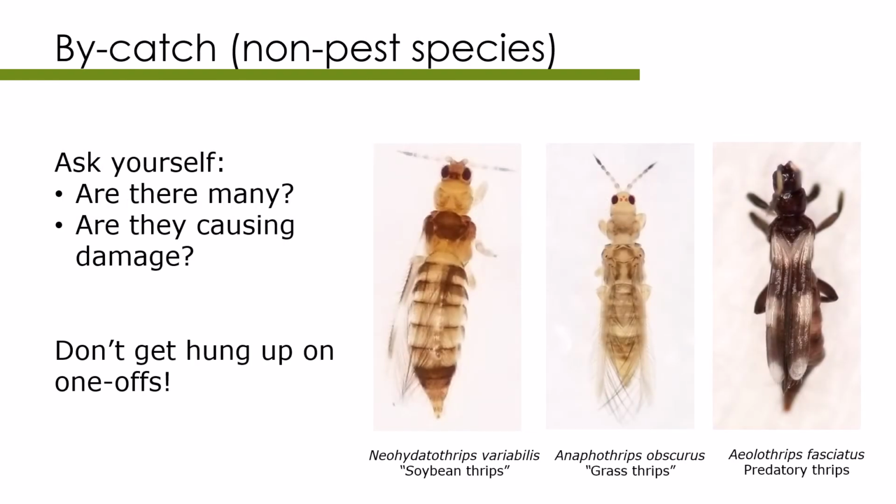There are many thrips species that are not greenhouse pests, but they might still show up in your crop or on our sticky cards in low numbers. Soybean thrips, grass thrips, and predatory thrips are all common outside and often end up in our samples. If you find any odd-looking thrips, first ask yourself if you're finding a lot of them. Are they causing damage? If you can only find one or two, you probably don't need to worry about them. They might just be passing through.